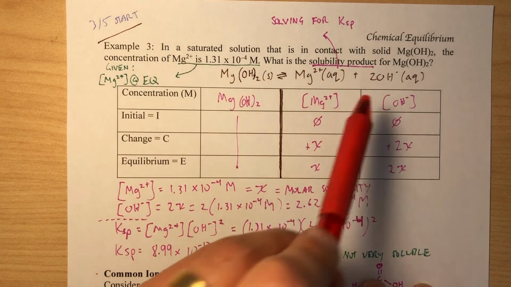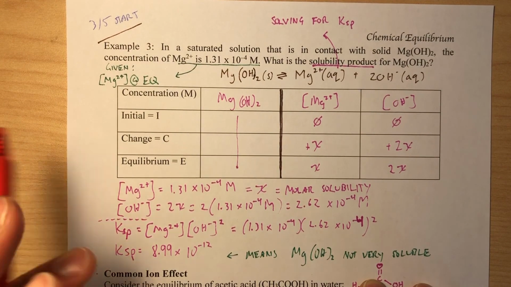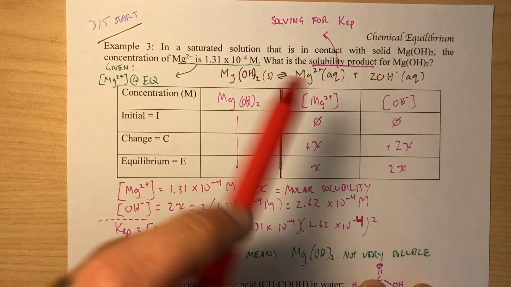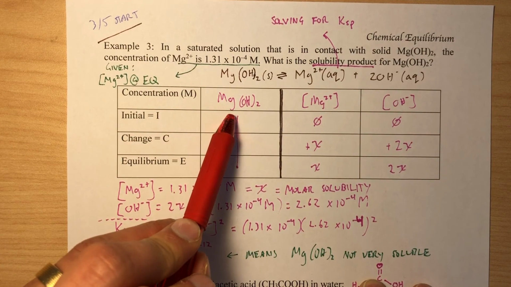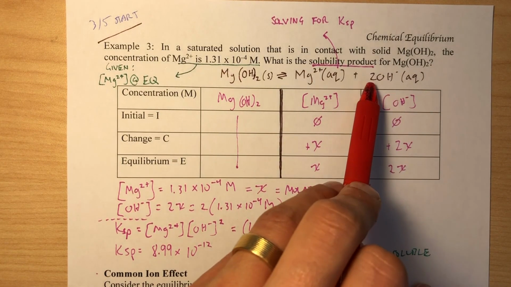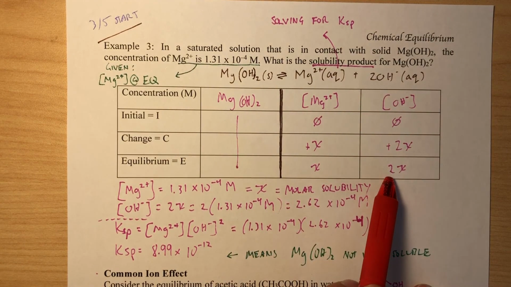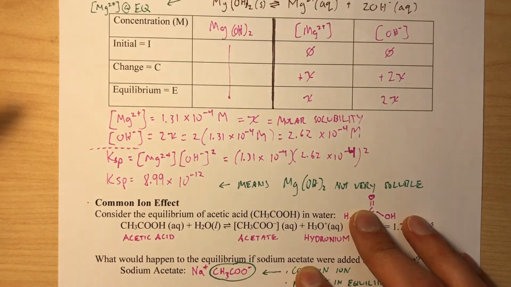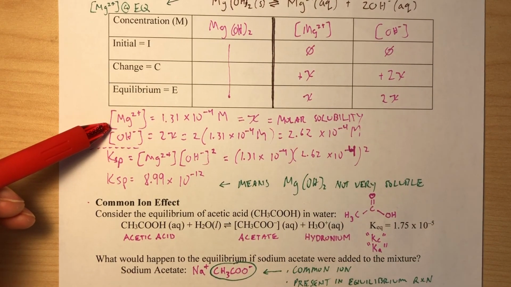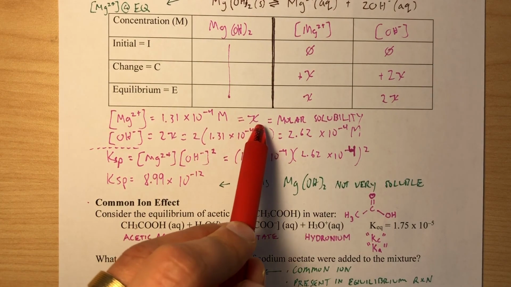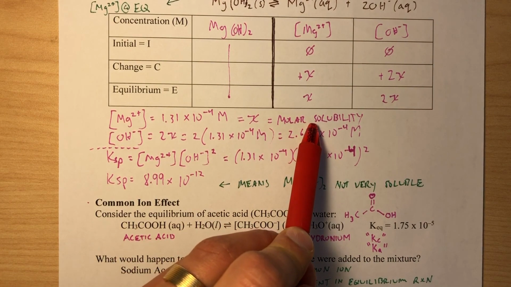So here's the reversible reaction of magnesium hydroxide solid dissolving into its representative ions in aqueous solution. Our reactant, magnesium hydroxide, is a solid and doesn't have a concentration, and our products do. There's a coefficient in front of hydroxide, so it ends up being 2x at equilibrium relative to magnesium's x. What is given to us is the concentration of magnesium ion at equilibrium, which is 1.31 times 10 to the negative fourth molar, which is equal to x, which is equal to molar solubility.